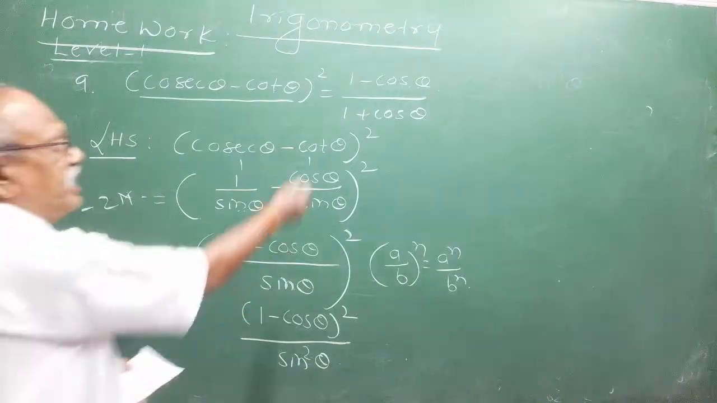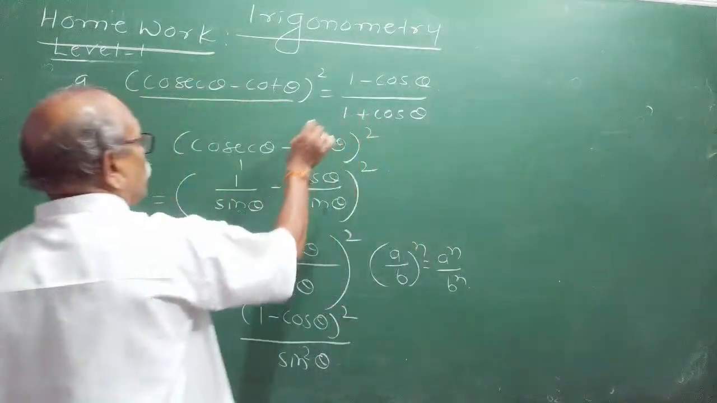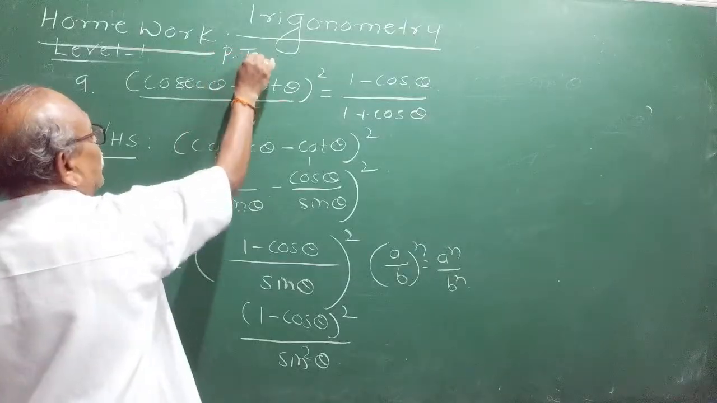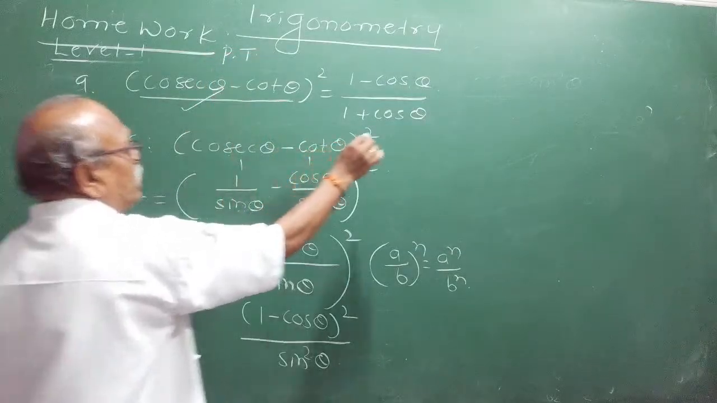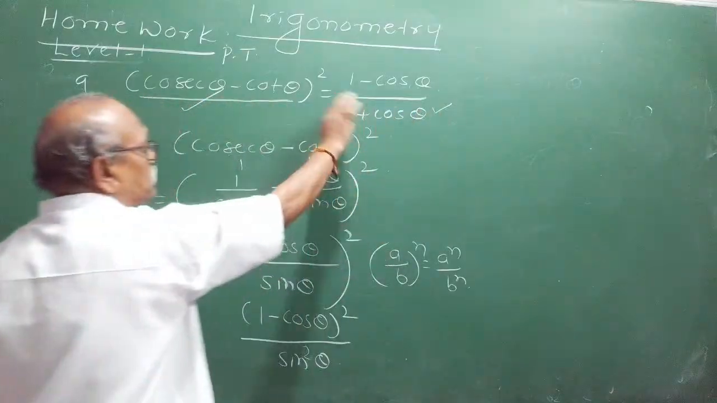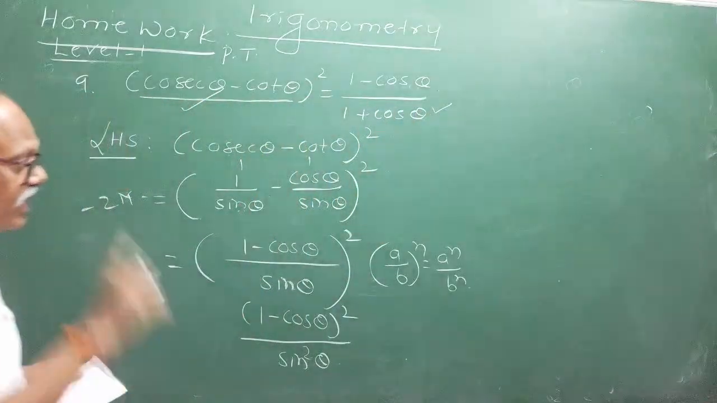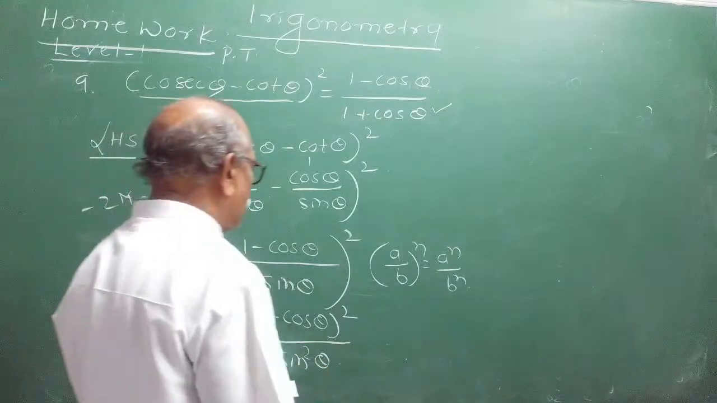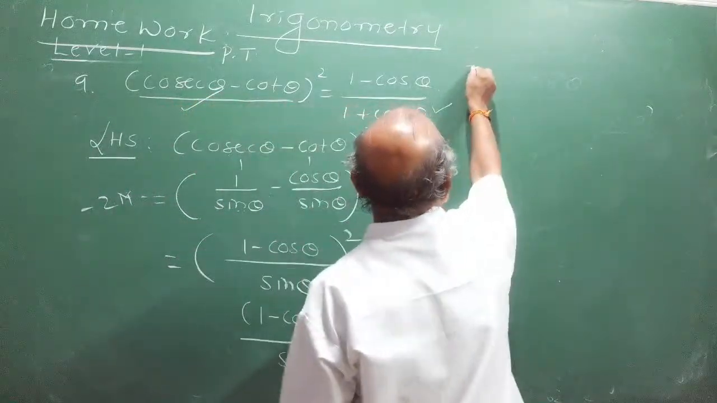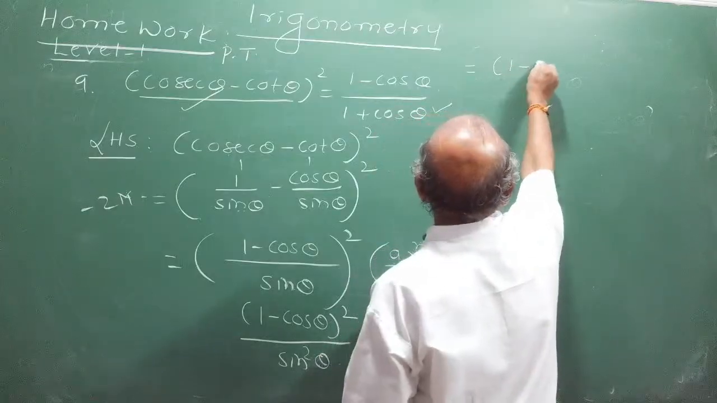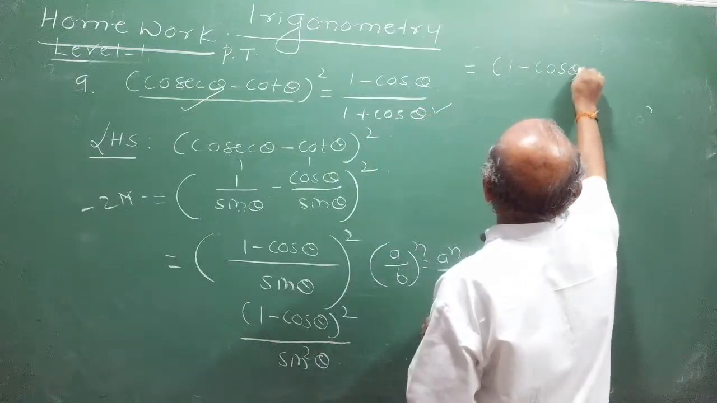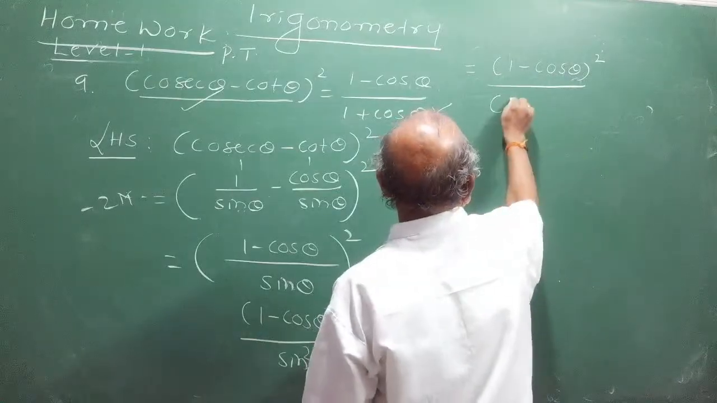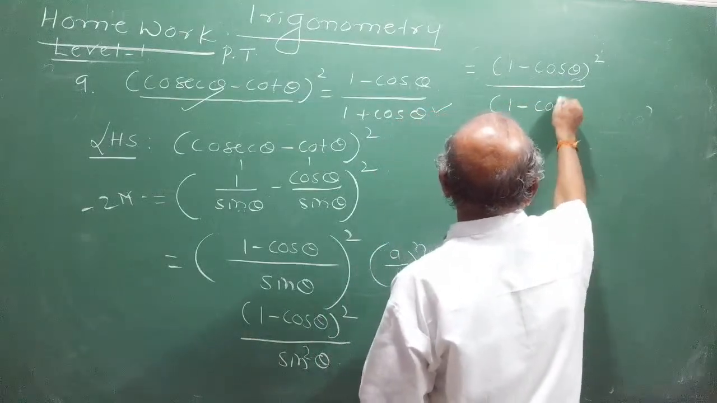Okay, we are arriving at the RHS now, and you have 2 eyes. Whenever you are proving a result, one eye should be on the LHS and one eye should be on the RHS, because our aim is to reach the RHS. Keeping that in mind, you go on planning. Sin square theta, can you express sin square theta in terms of cos square theta? (1 minus cos theta) whole square divided by sin square theta.